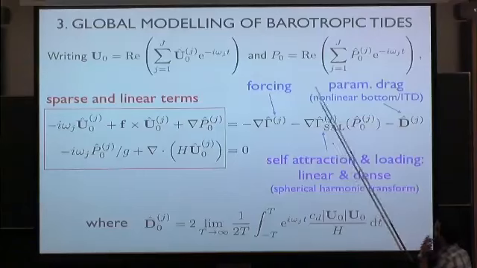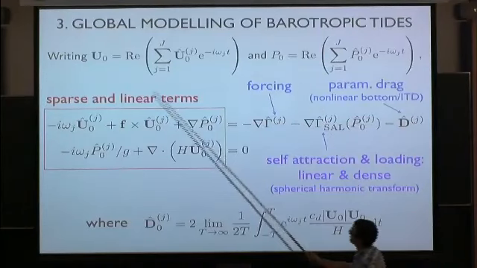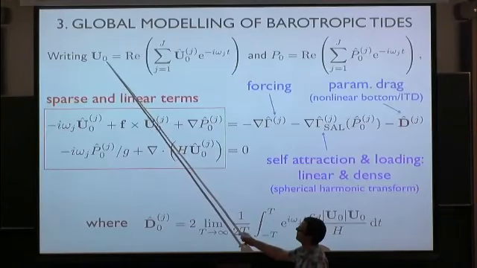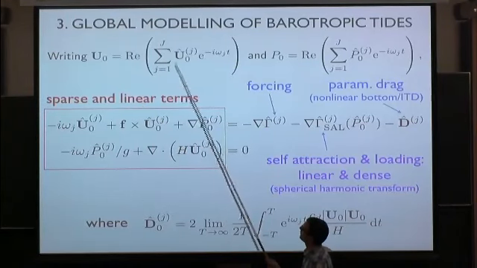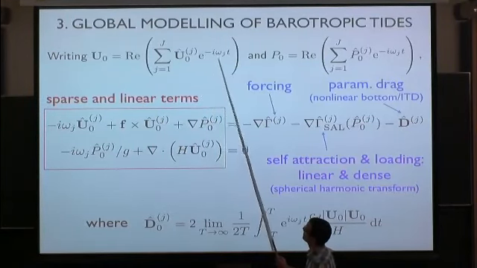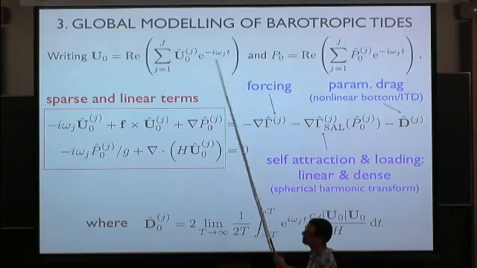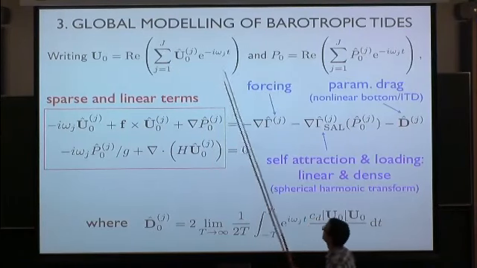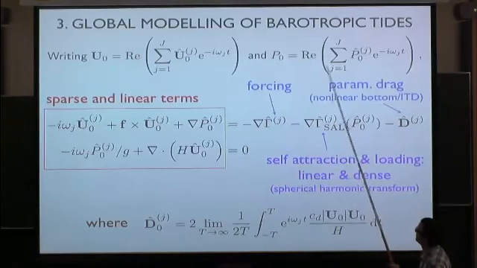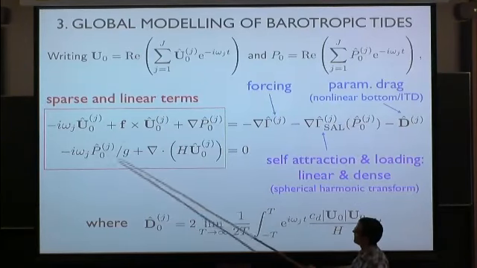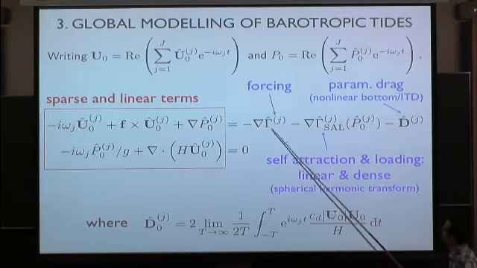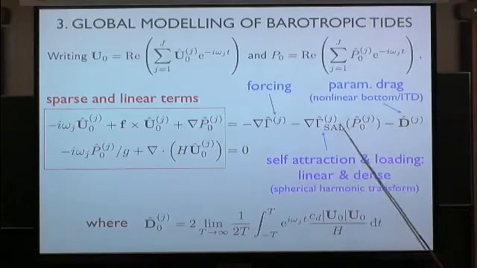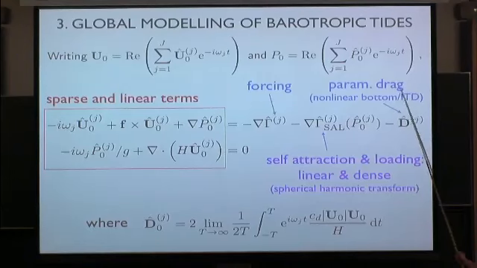So for the barotropic tide then, we're just looking at the 0th mode of our modal decomposition. I'm going to expand that as a sum of tides of particular frequencies. So there'll be capital J constituents here. You can choose that. And then the shallow water equations become this, with forcing, self-attraction and loading, and bottom drag, or drag, which could be nonlinear bottom drag or internal tide drag parameterized.